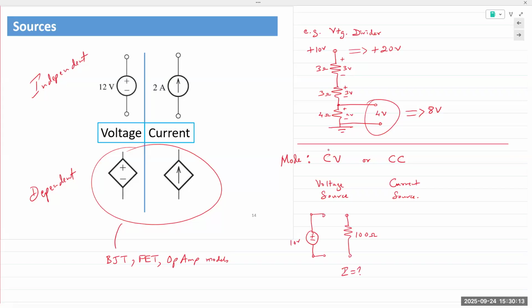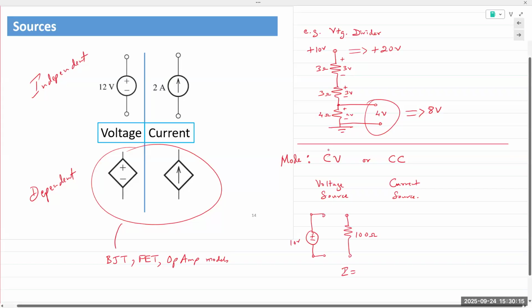0.1 amps, right? 10 volts applied to 100 ohms gives you 0.1 amp. What if you connect a 10 ohm resistor? What is the current? 1 amp, right?